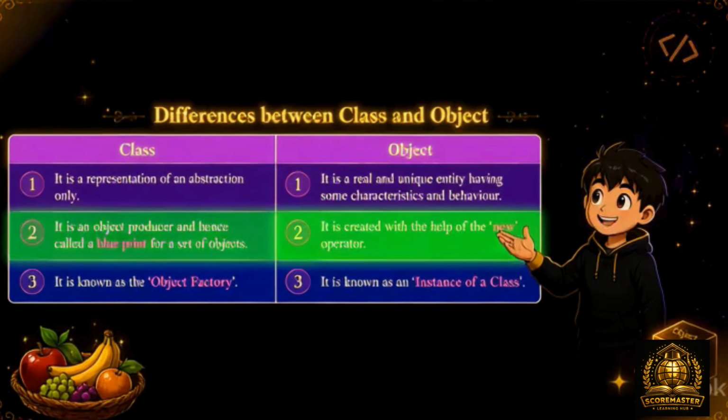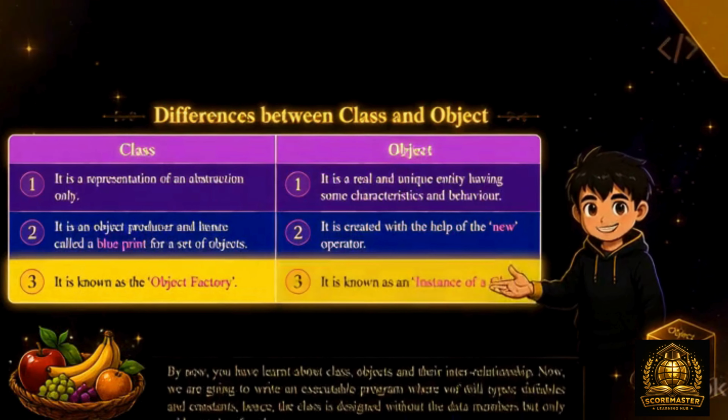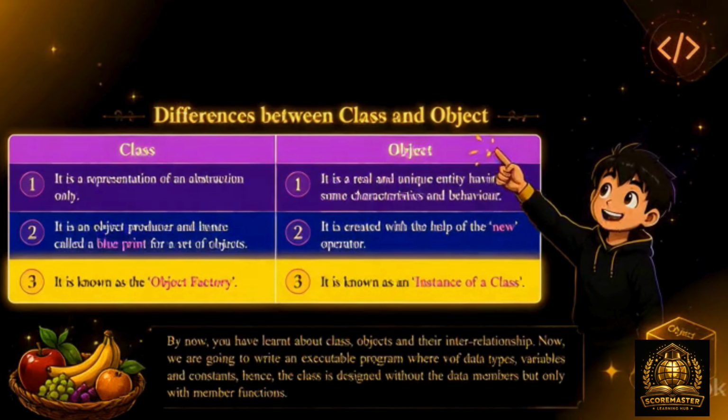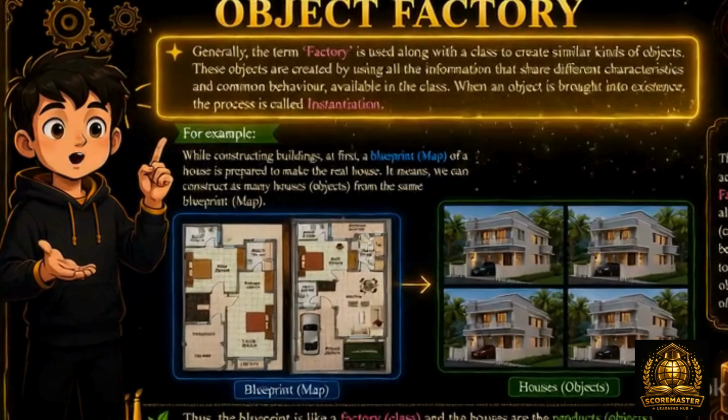An object is a real entity created using the new operator. The class is the object factory, and the object is an instance of the class. Now, let's create some objects. Generally, a factory creates similar objects. This process is called instantiation.